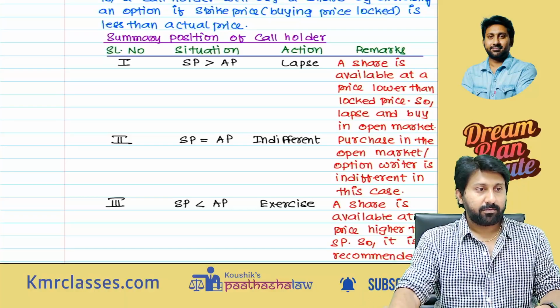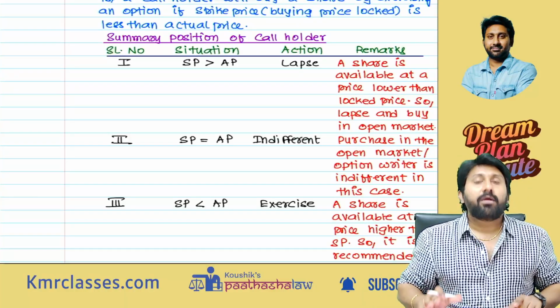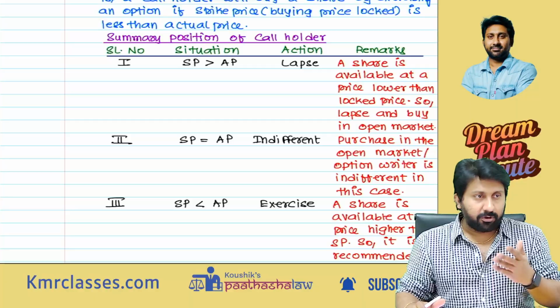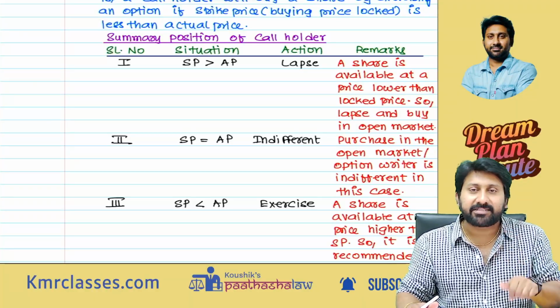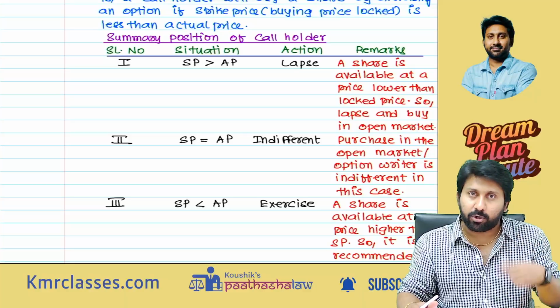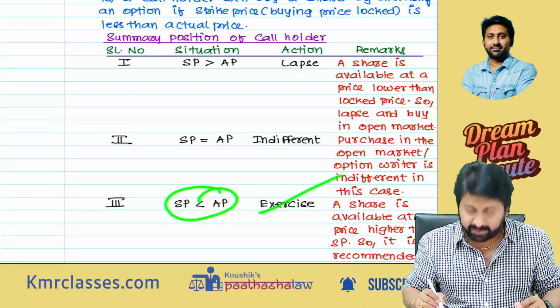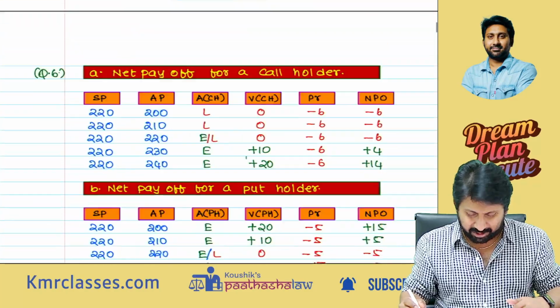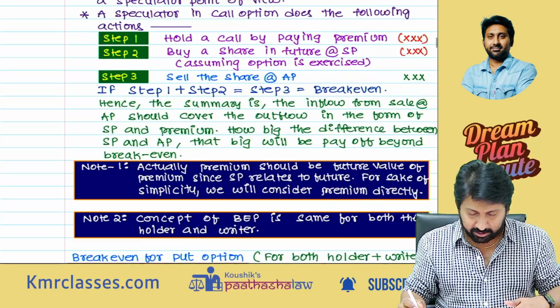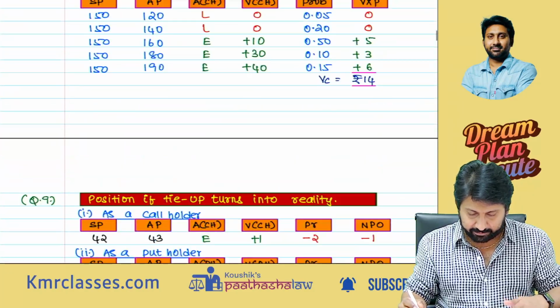Everyone understood? So if you are a call holder, you will buy the share. You will always try to buy at a lower price. What is the price in your control? SP. So SP should be lower to exercise. So SP less than AP, exercise. Reverse happens for a put holder. But that's not a formula, that's only a concept. Let us go to formula mainly.